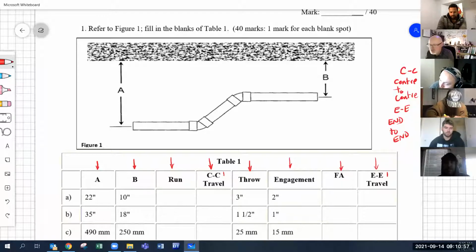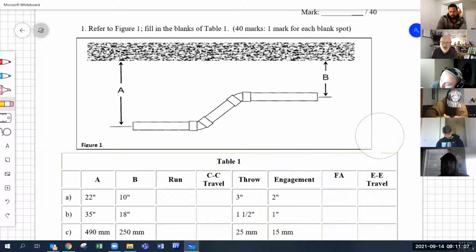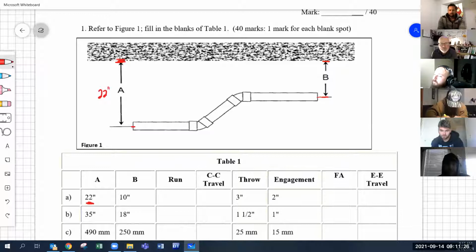So you should already know some of that stuff. What we're going to do here is discuss and figure out some of these measurements by measuring the center to the top of the wall here. So there's a ceiling and the center line of the pipe. They said A is 22 inches in this first example. B over here is 10 inches in this example. And we want to find the run and the travel.